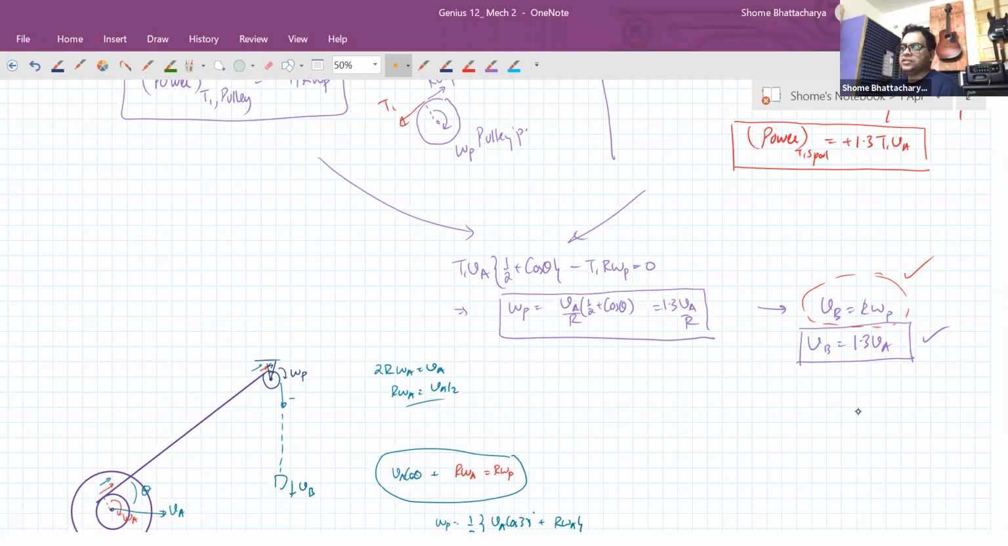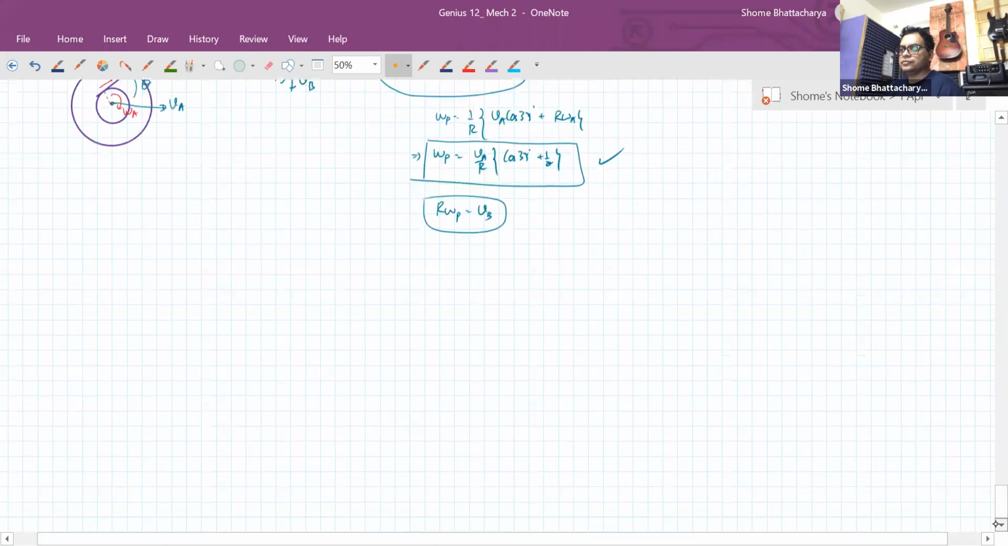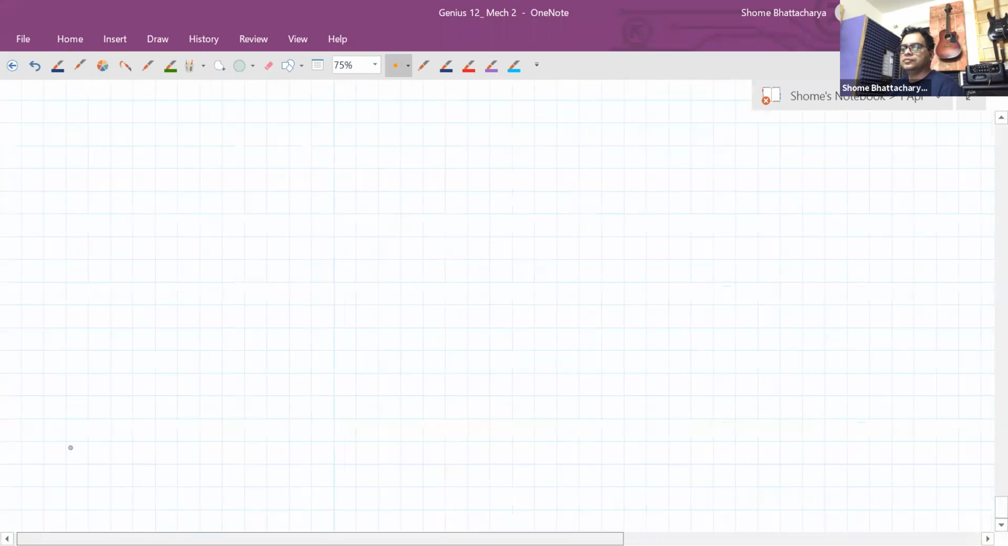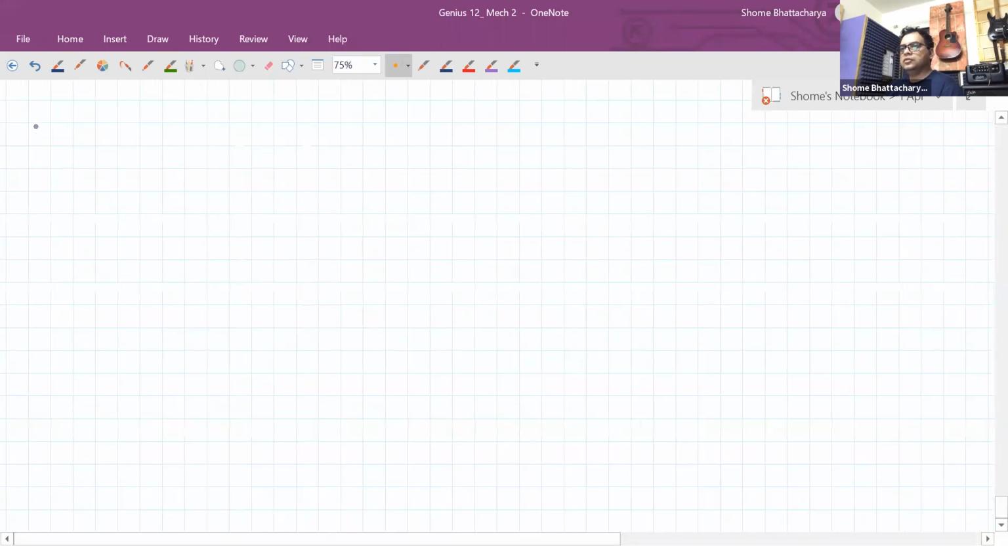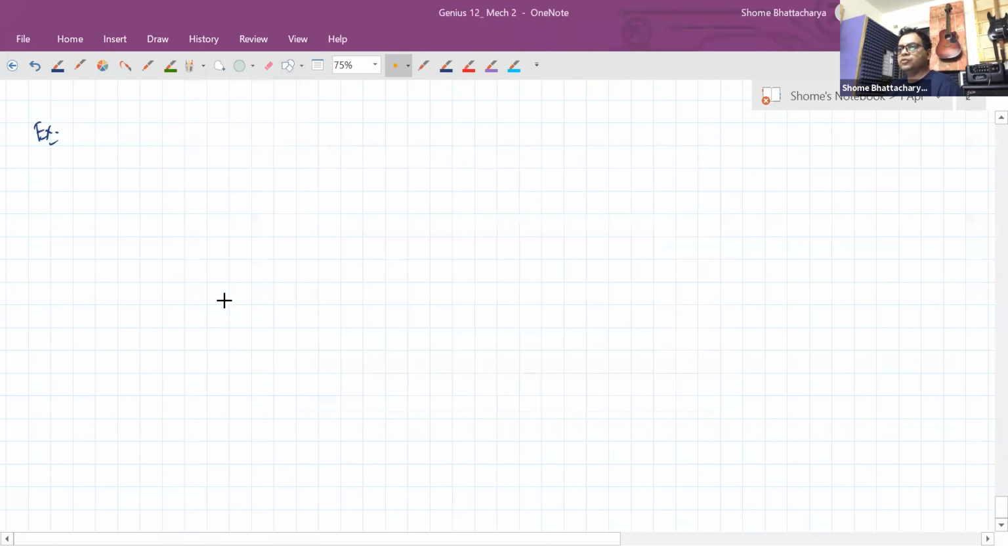Okay, so I hope this constraint relation concept is clear to all of you. Next I want to discuss some types of problems involving pseudo force and application of limiting friction, both in the same place.